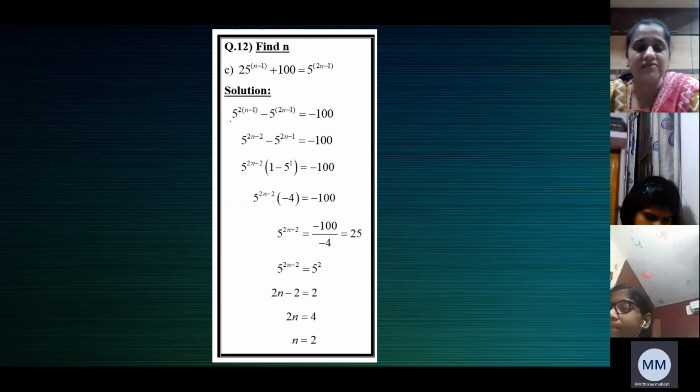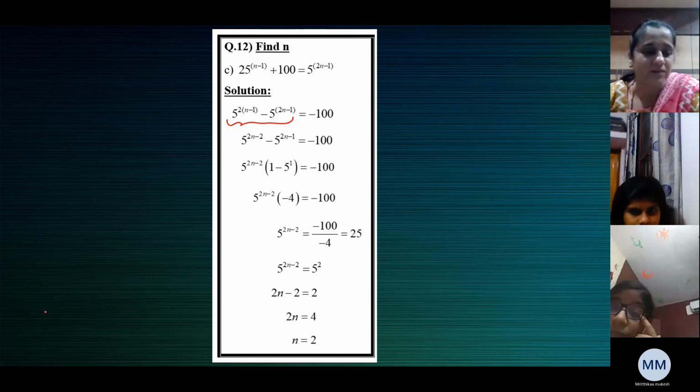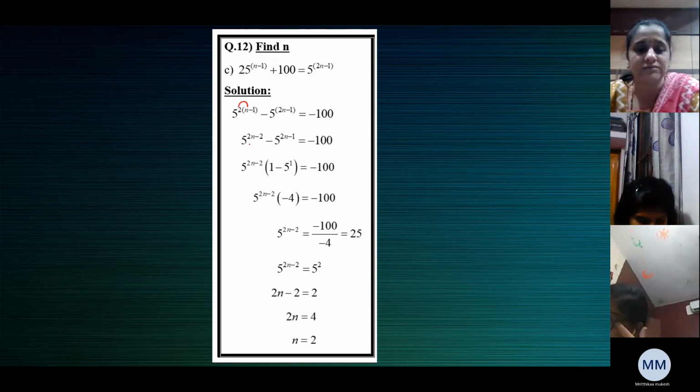Next, we need to take out common between these two terms in the LHS. 5 to the power 2n, 2. Okay, this is a product, so let's multiply that first. The power, it's a product. So 2 into n is 2n. 2 into minus 1 is minus 2. Open the bracket: 2 into n is 2n, 2 into minus 1 is minus 2. Minus this, I've just removed the bracket. 2n minus 1.